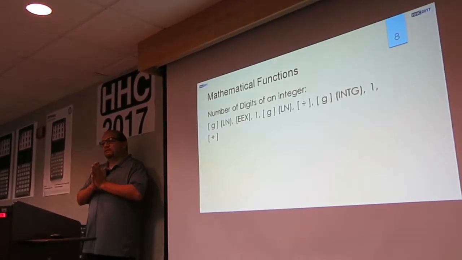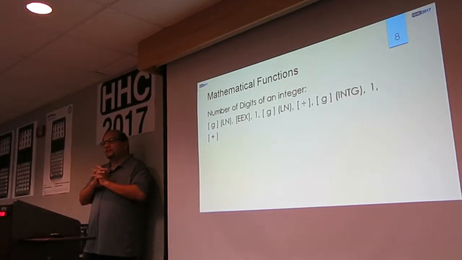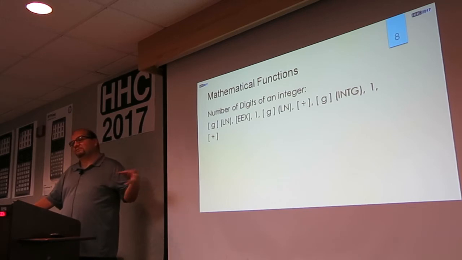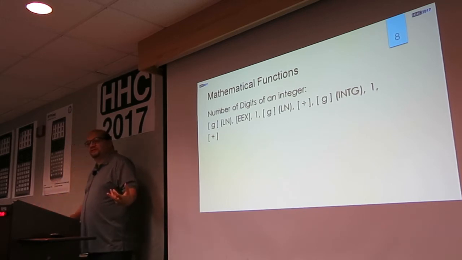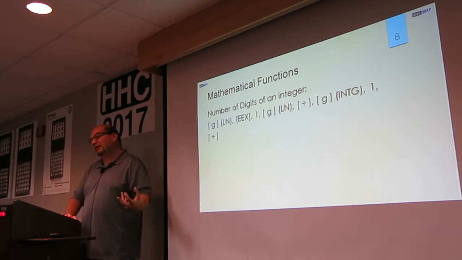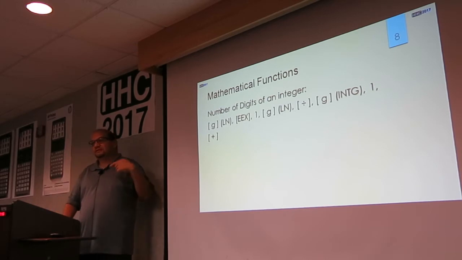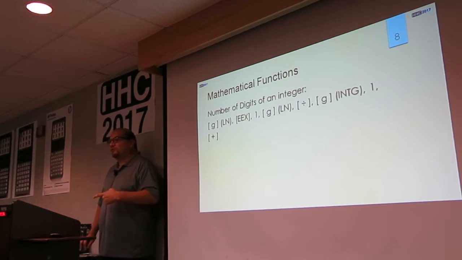And here's one that will come into play a little bit later: you could take the number of digits of an integer, which essentially is taking the common logarithm, but we don't have a common logarithm on the 12C, so I had to use the natural logarithm, and taking the natural logarithm, then dividing by the natural logarithm of 10, taking the integer, and then we add 1.